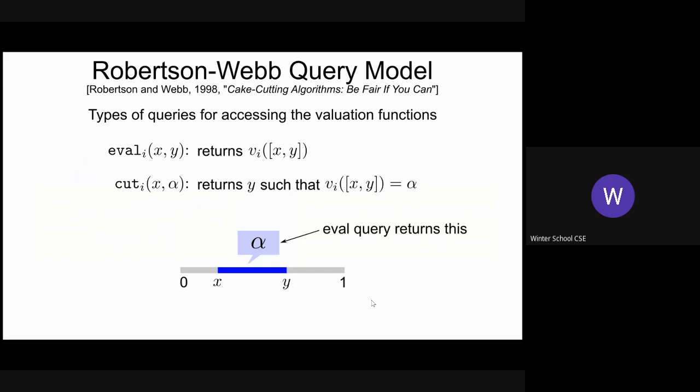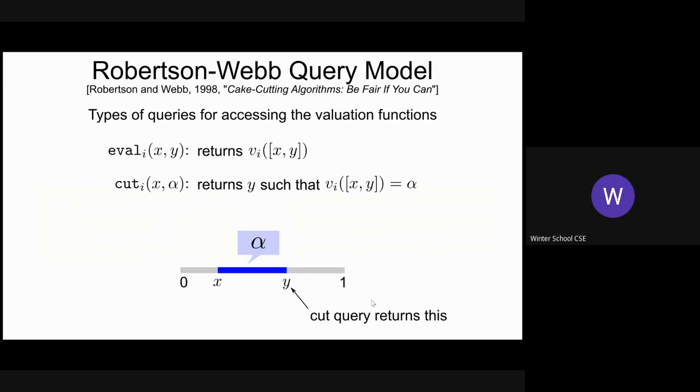Yes, exactly. We ask the oracle, for agent number 17, if I give you points x and y, how much does it value the piece? And it tells us the value. This is one operation that we're going to allow our algorithms to do. The other operation that we're going to allow is the cut operation. This is sort of the opposite of that. This time we are given a point x and a number alpha, and the oracle is going to tell us, for what y is the enclosed value equal to alpha? So the cut query is going to return a y given as input an x and an alpha.